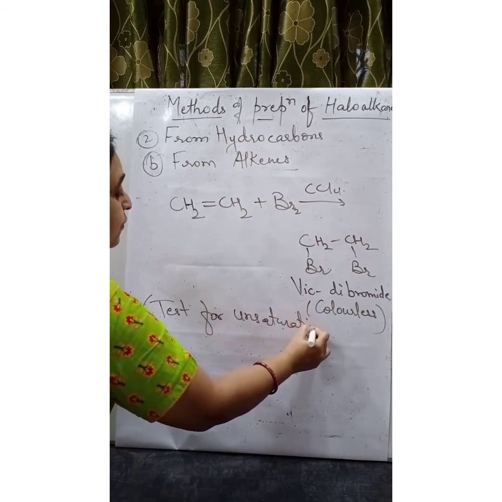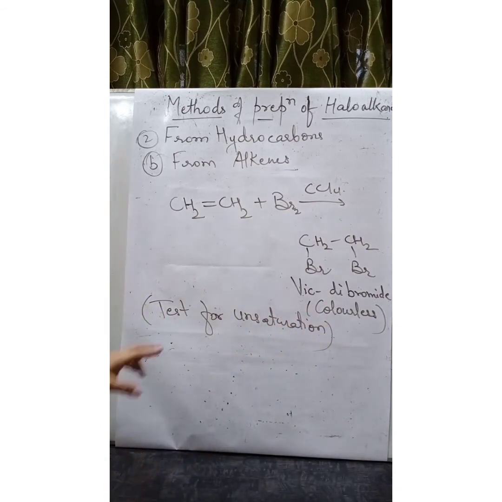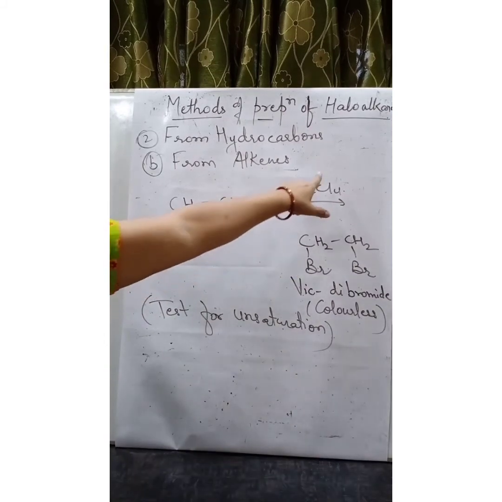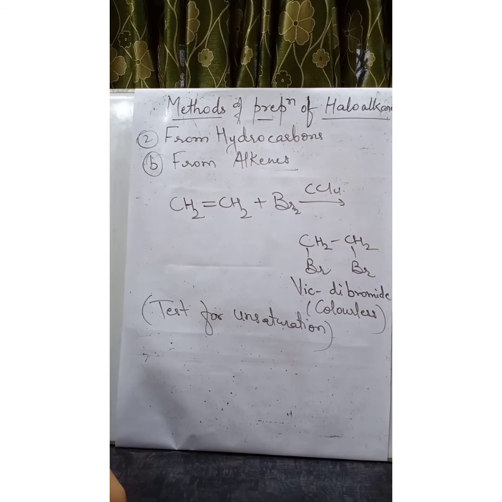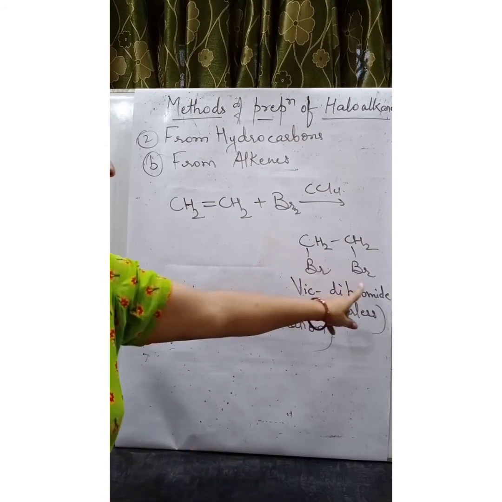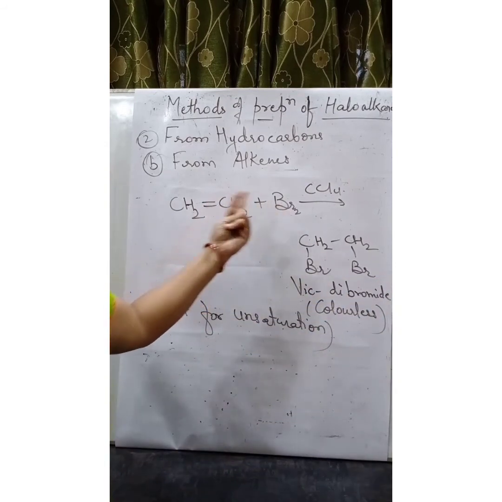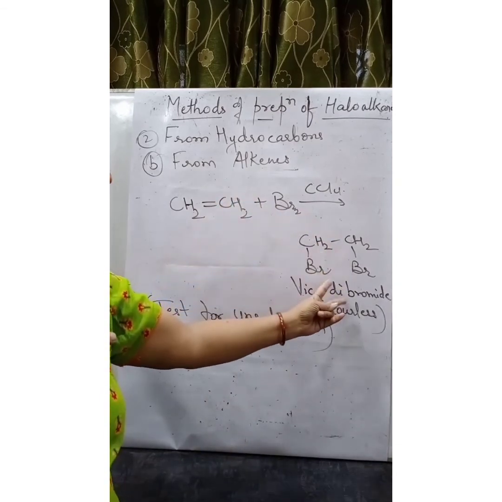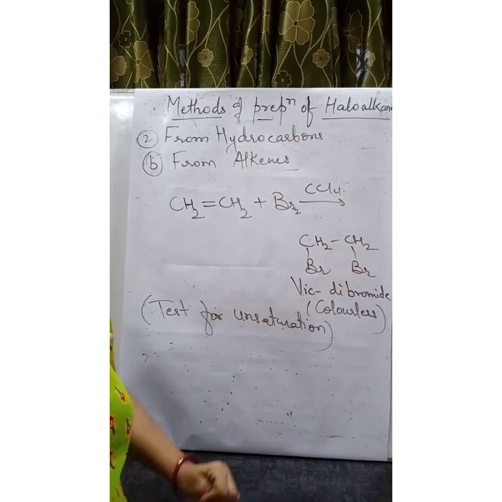unsaturation. If you want to find out whether there is a presence of double bond in a compound or not, add bromine water in presence of carbon tetrachloride. The product formed will be vicinal dibromide. So when you add this, it will turn into orangish red color. But the moment product is formed, we get vicinal dibromide, which is colorless.